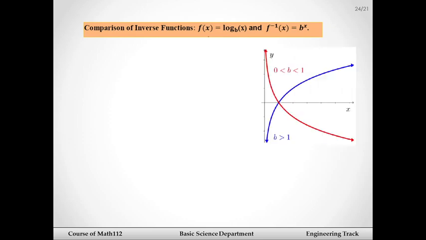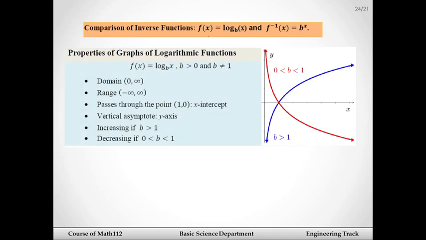Now let's look at the properties of the graphs of logarithmic functions. Here, if b is less than 1, this is the graph of log base b of x, and if b is bigger than 1, this is the graph of log base b of x. When you look at both graphs, the domain is from 0 to infinity. It means you can put only positive numbers here. x should be positive.